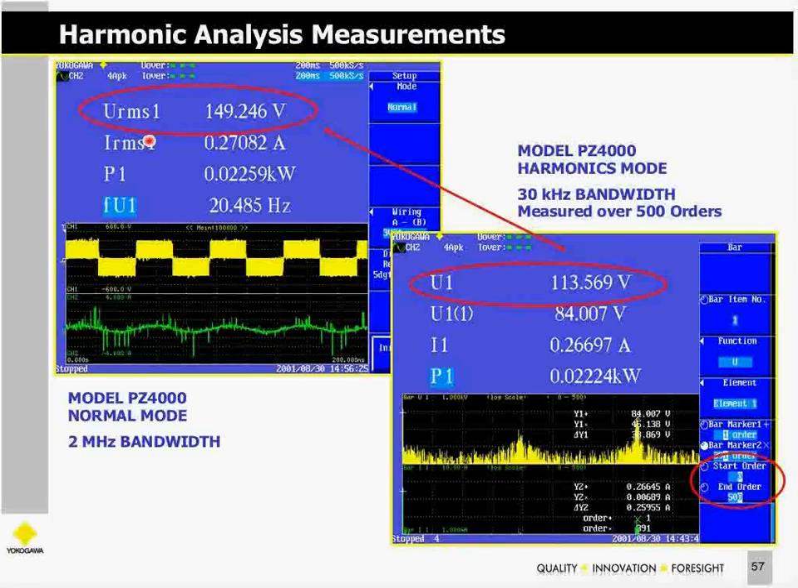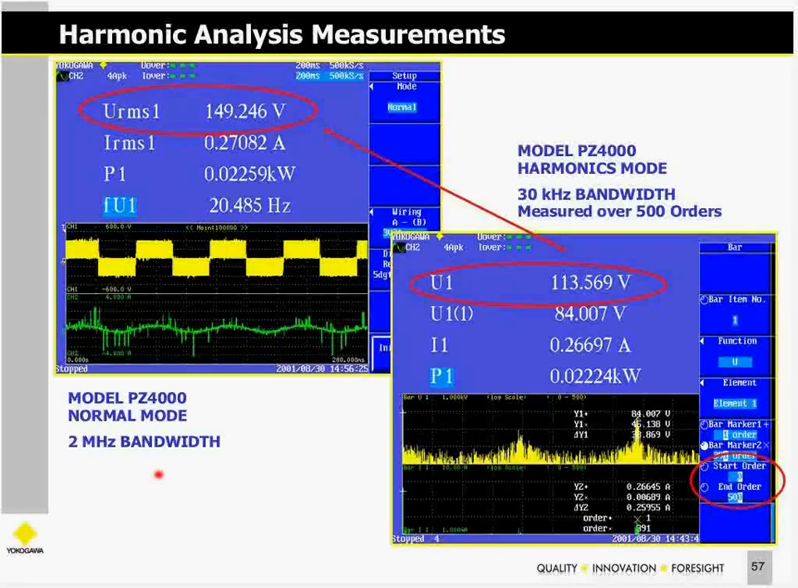and we look at the RMS value of this PWM, the RMS value, that's 149 volts. Now, when we go into the harmonic component, this is something where you have to be knowledgeable of your instrumentation, how that measurement is made. So in the harmonic mode, what we're doing is the sum of the harmonic orders. In this particular instrument, the voltage is being calculated out to 500 orders, and that means from the 30 kilohertz bandwidth. This, in the normal mode, is making a true RMS measurement out to 2 megahertz.